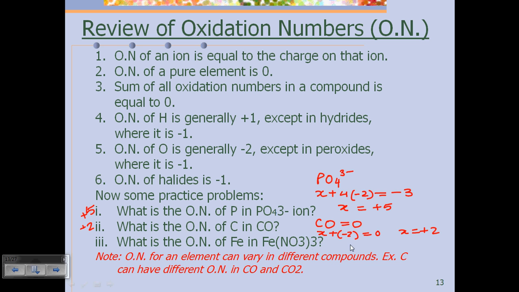What is the oxidation number of iron in ferric nitrate? You know the sum total of oxidation number is 0. Nitrate has negative 1. And you times it, 3 plus X is equal to 0. So iron's oxidation number is plus 3. This was a quick review of oxidation numbers from last year.